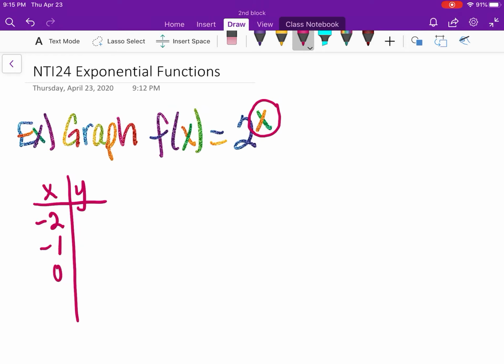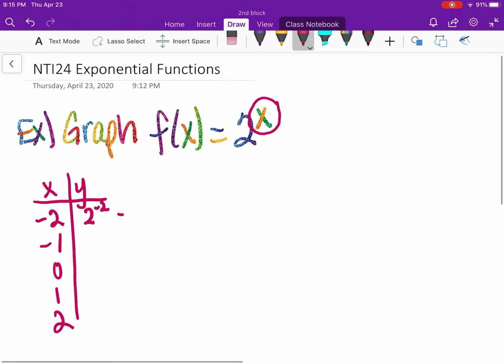So let's try -2, -1, 0, 1, and 2, so that we have some negatives and some positives. If I substitute in -2 for x, then my y is 2 to the -2nd. When you put that in your calculator, it's going to tell you 0.25. And then 2 to the -1 would be 0.5. 2 to the 0 is 1, 2 to the first is 2, and 2 squared is 4.